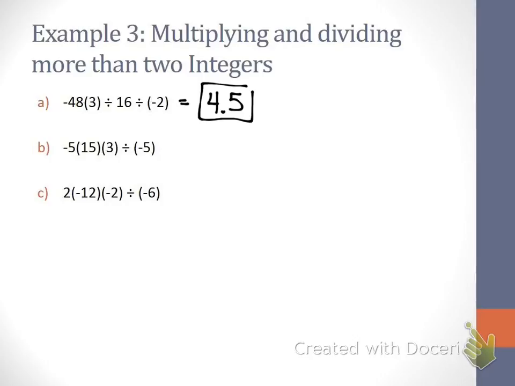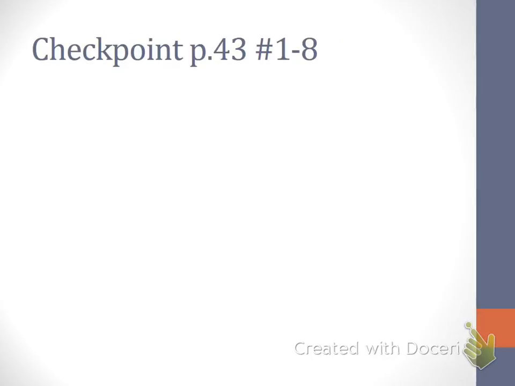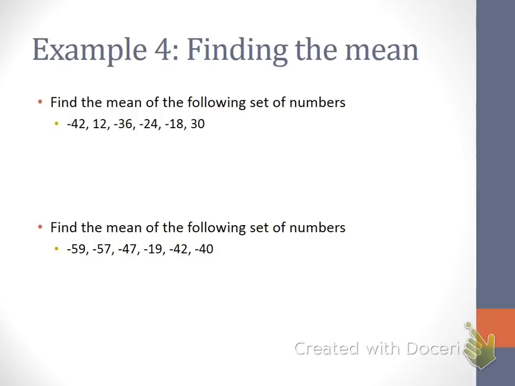I want you to do the next two on your own. All right, Andrew, what's the answer to the second one? 45. All right, very good. Positive 45. And the third one, Alex? Negative 8. Do you agree? Yep. 2 times 12 is 24, times 2 is 48, divided by 6 is negative 8 because there's 3 negatives in the expression. Very good. All right, now let's look at example 4.